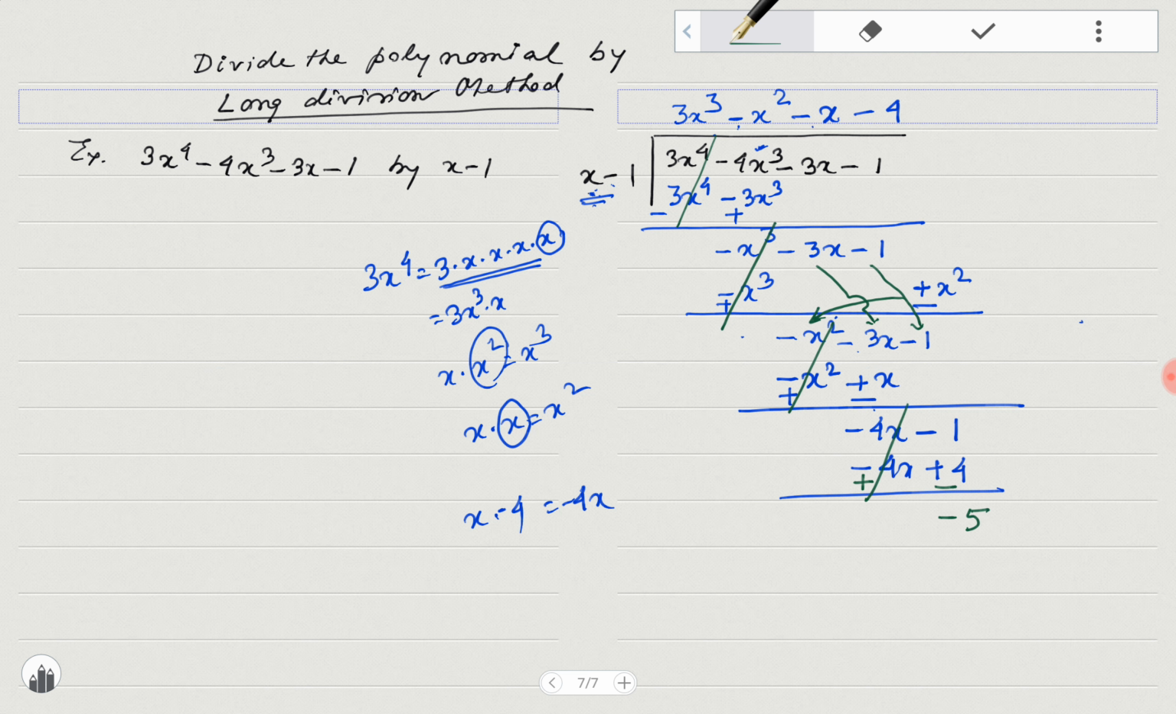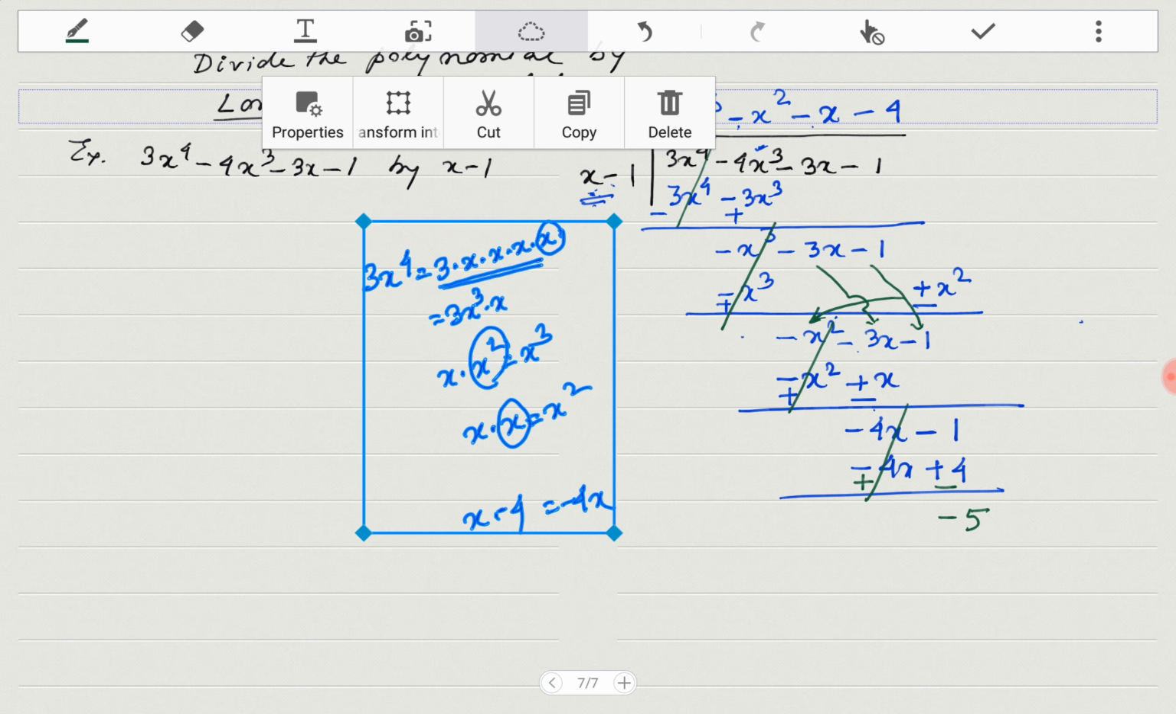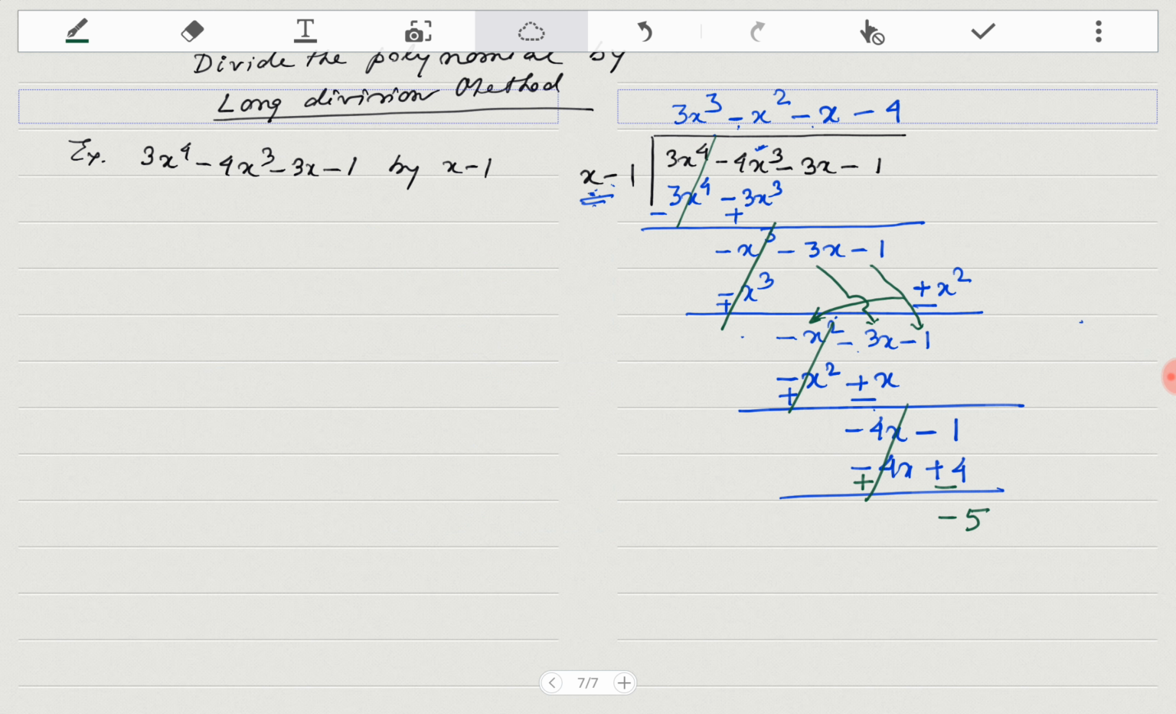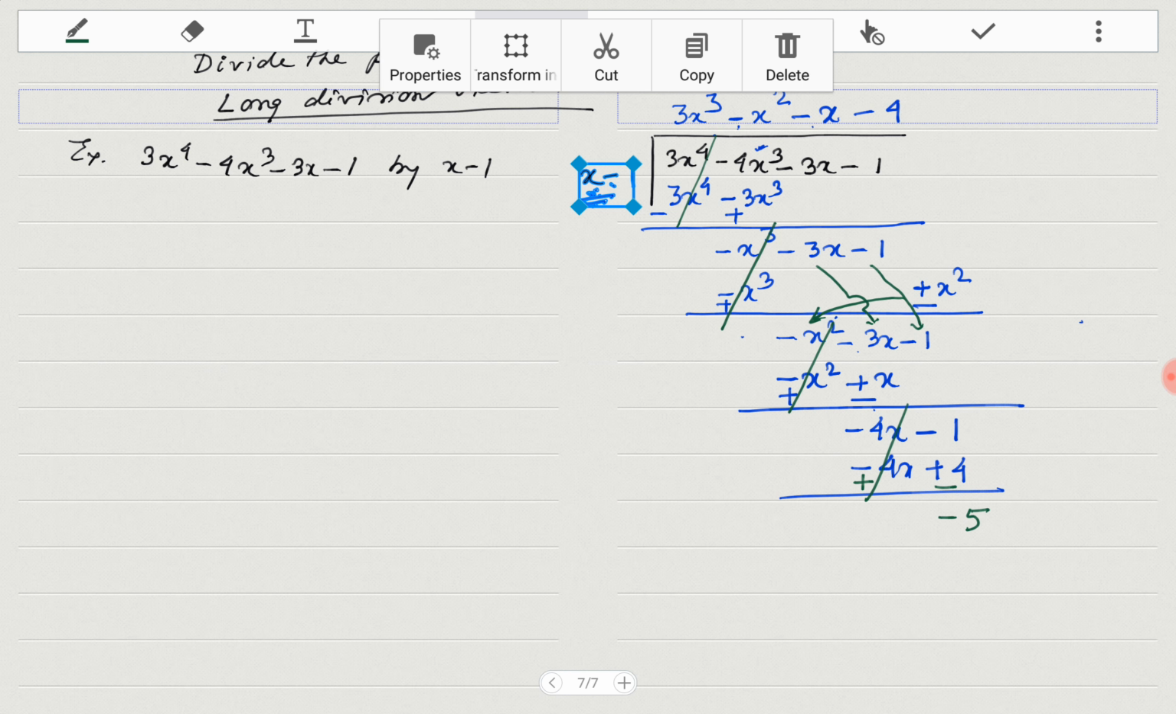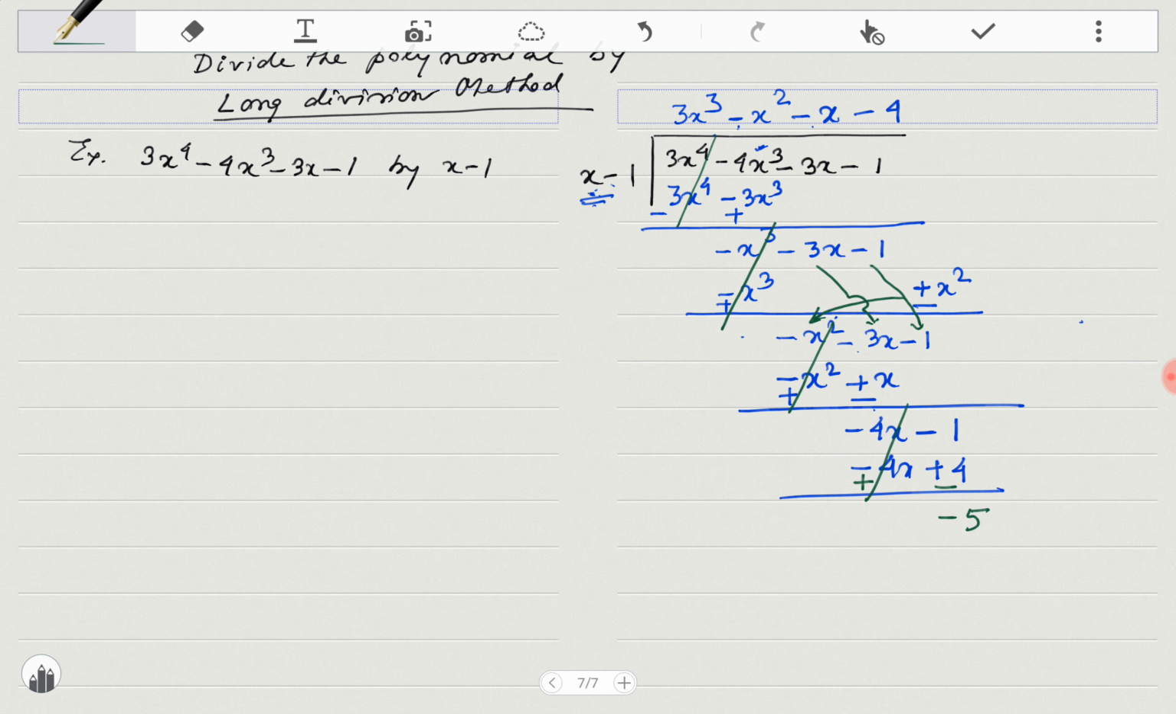Now we have divided it by x minus 1. So if this polynomial is written as p of x is equal to 3x to the power 4 minus 4x cubed minus thrice x minus 1, now we can write, for the divisor x minus 1 equal to 0, x is equal to 1. x minus 1 is equal to 0, therefore x is equal to 1.